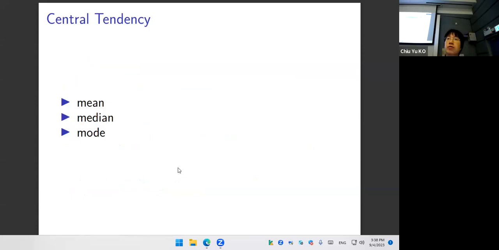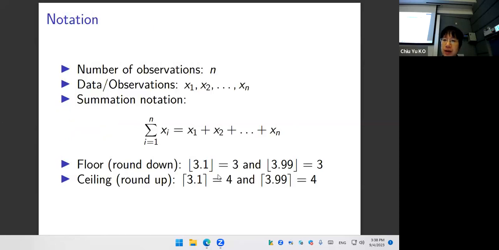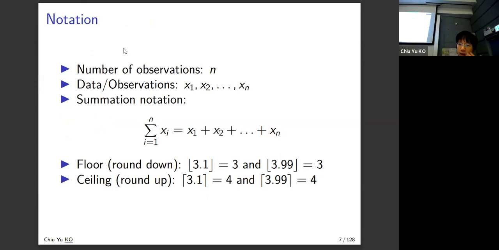Mean, median, mode. I try to be fast because they're not too much. The formula is very simple. I want you to pay attention to the interpretation, and there are some minor details in the formulas. The idea is very simple. Let's start with some notation. I'm sorry about the notation, but things cannot be said accurately without a good notation.